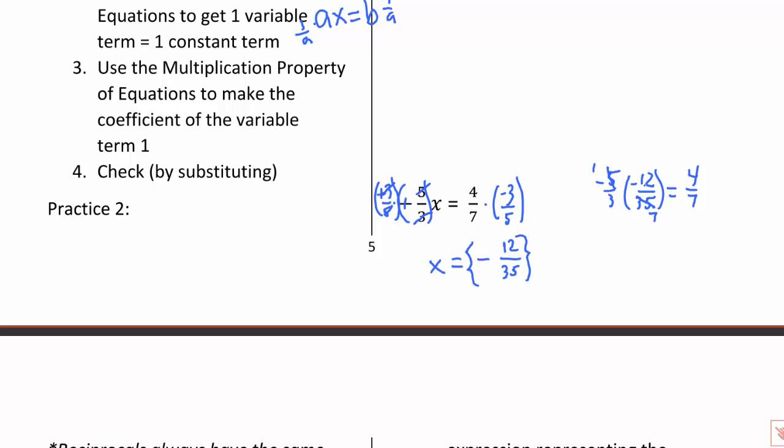3 and 12 share a common factor of 3. 3 divided by 3 is 1. 12 divided by 3 is 4. 1 and 4, 1 and 7, there are no common factors, so just multiply straight across. And that gives me 4/7 is equal to 4/7, and that's exactly what we wanted. Therefore, negative 12 over 35 is the solution set to this original problem.